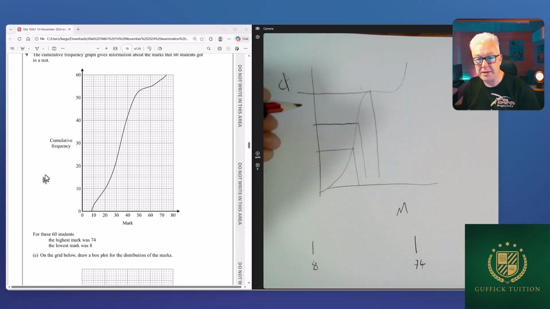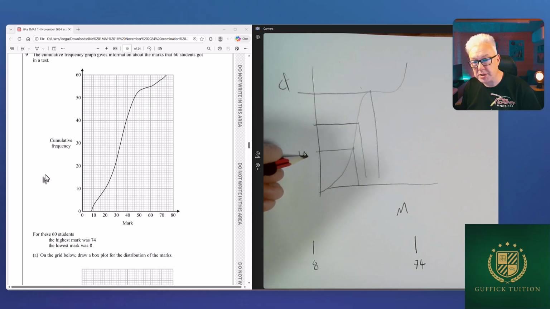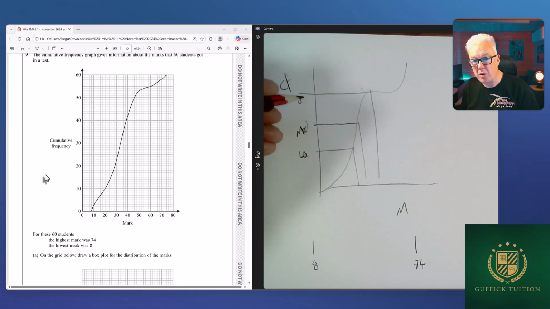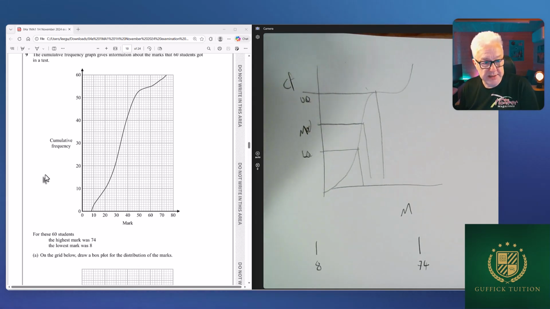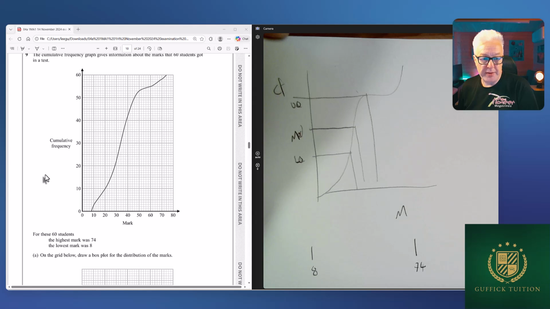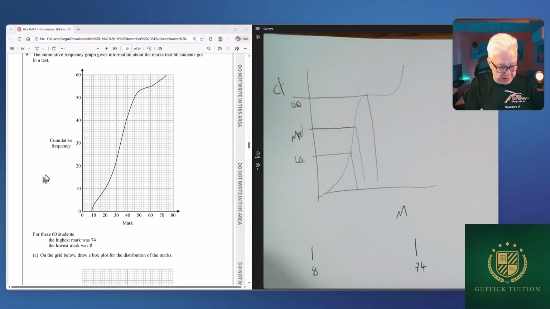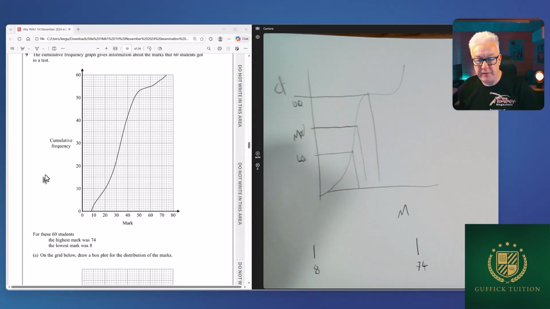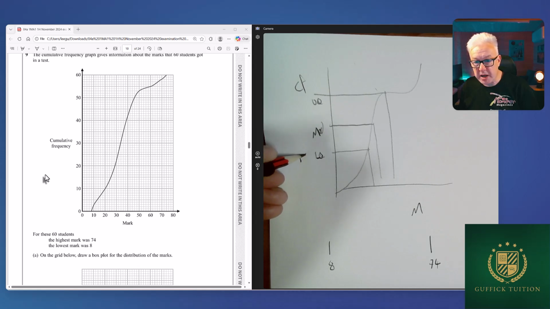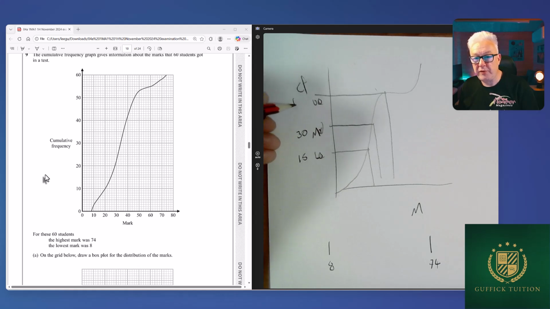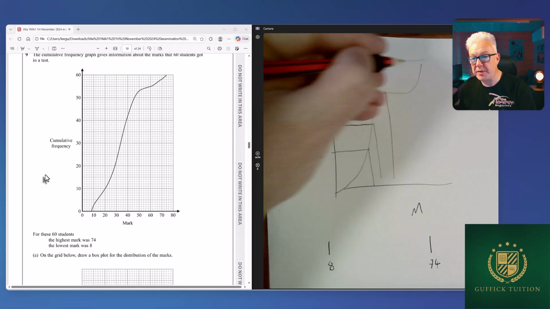So there we go. This is going to be our lower quartile, our median, and our upper quartile. Okay, so how many marks? There's 60 marks altogether. So we're going to have to divide that by 4 to get it into our quartiles. So 15 is going to be our lower quartile. Then 30 is going to be our median. 45 is going to be our upper quartile. And then, of course, the top of the cumulative frequency will be 60.